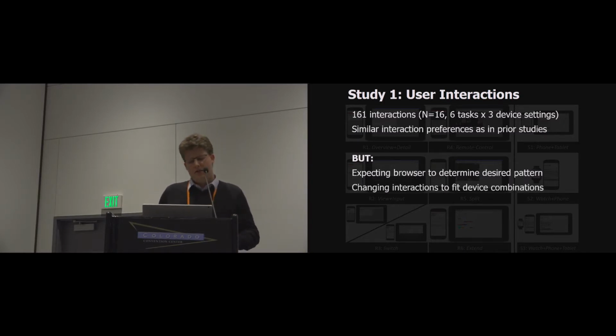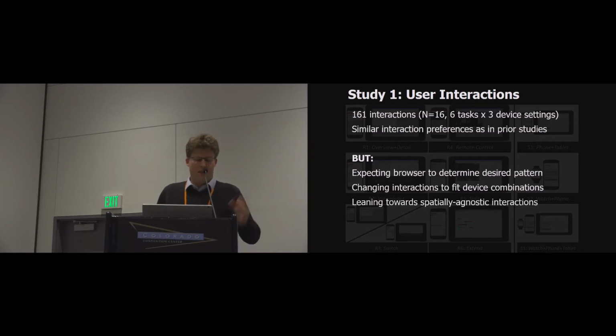Changing interactions to fit device combinations. That was interesting, there's a lot of detail in the paper. As I varied the configurations of devices, you could see different kinds of interaction proposals. So that is something those of us who do elicitation studies need to pay a lot of attention to: the kinds of devices that we're using, whether it's just all tablets or whether it's different kinds of devices, and what the effects of actually changing device configurations could be.